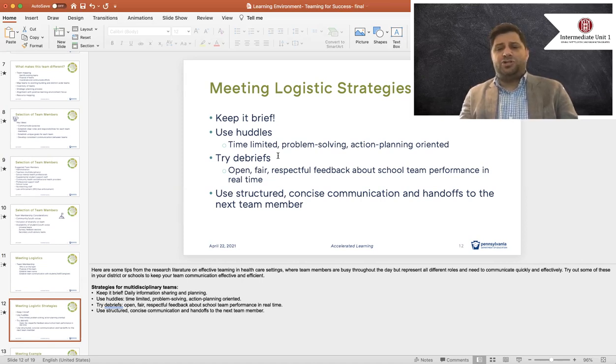And we want to use structured, concise communication and handoff to the next team members. So everybody knows exactly what's expected of them on that team and what they're doing moving forward.